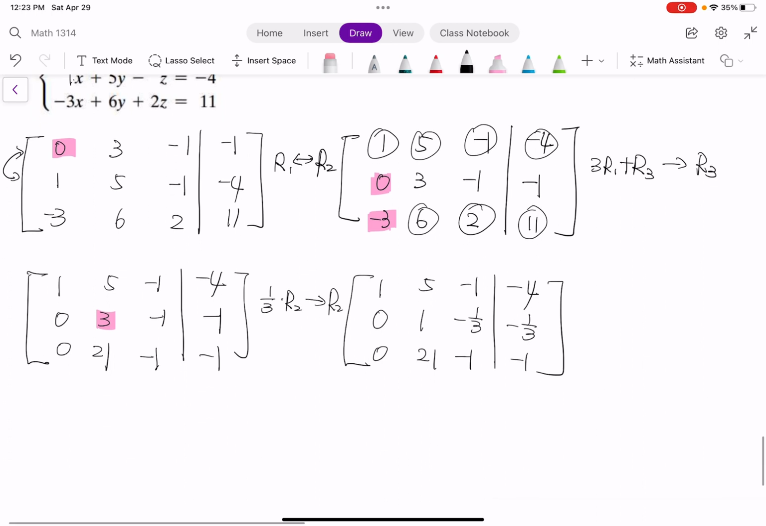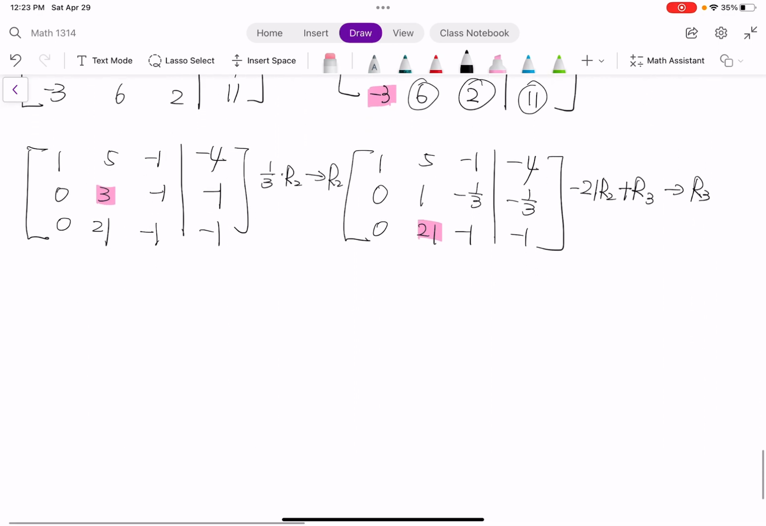What is the next step? I need to convert 21 to 0. So I can only use the row 2 to help me make the 21 to 0. So I need to put -21 R2 plus R3. I'm making a new R3. I didn't change the R1 and R2. They are 1, 5, -1, -4, 0, 1, -1/3, -1/3.